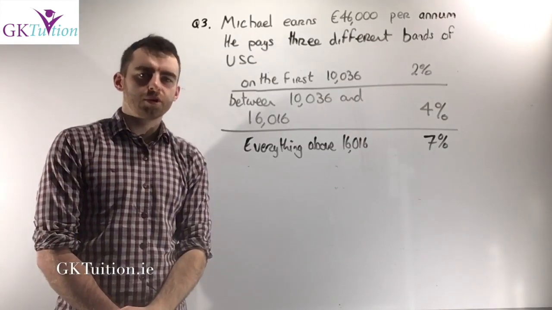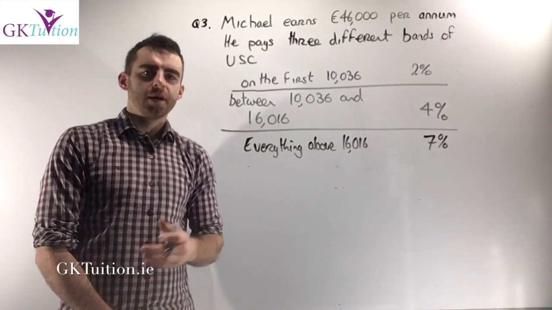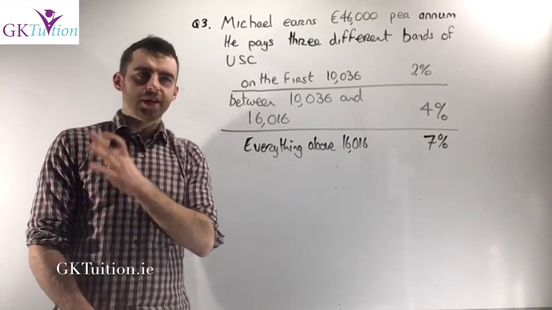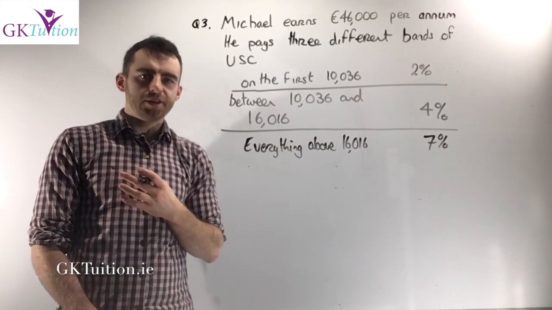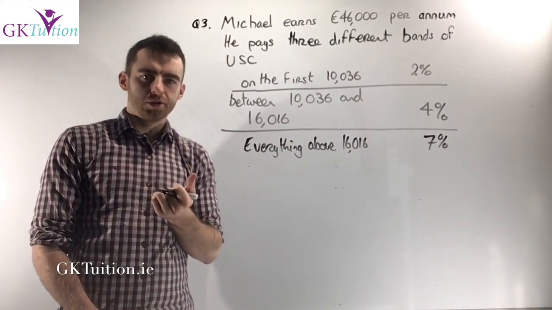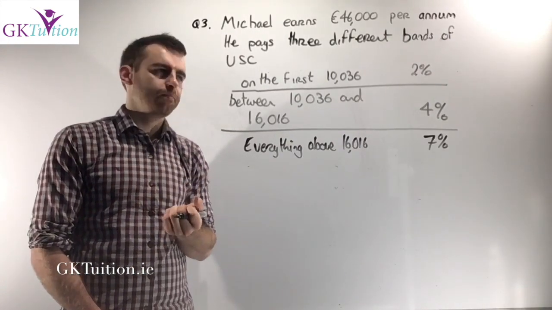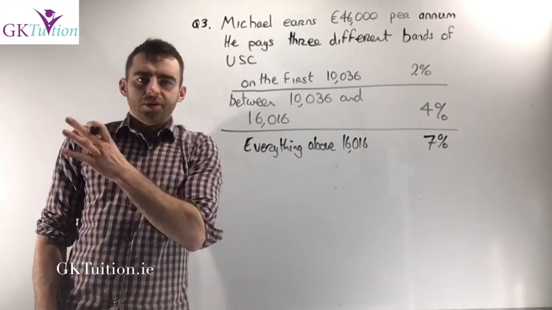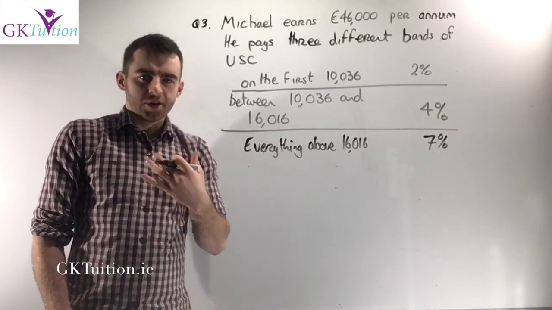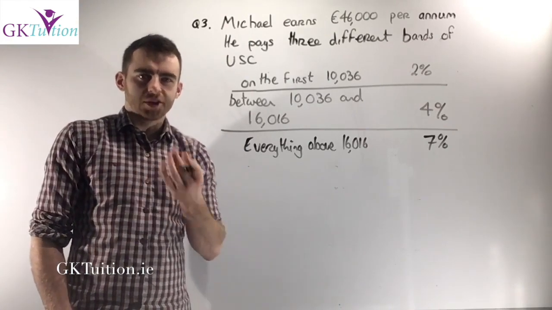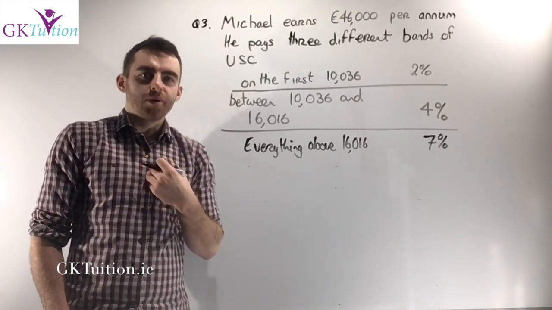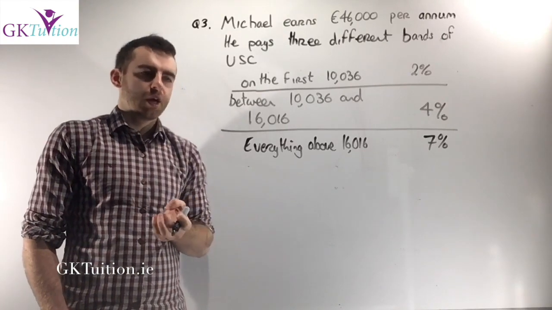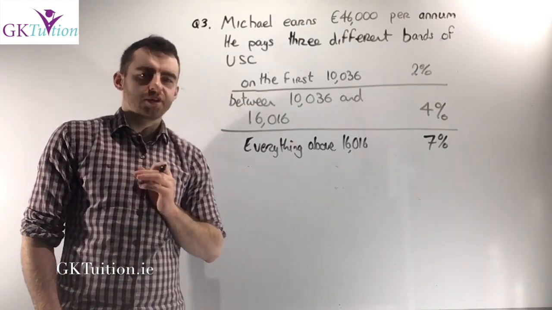Okay, I'm just going to do one question on USC as well. So the previous 2 questions have been on income tax, but now we need to explore the universal social charge, which is called USC. When people earn money, not only do they have to pay income tax, but there's a number of different taxes or charges that you have to pay before you actually get your net income. So I want to just do one question on USC here.